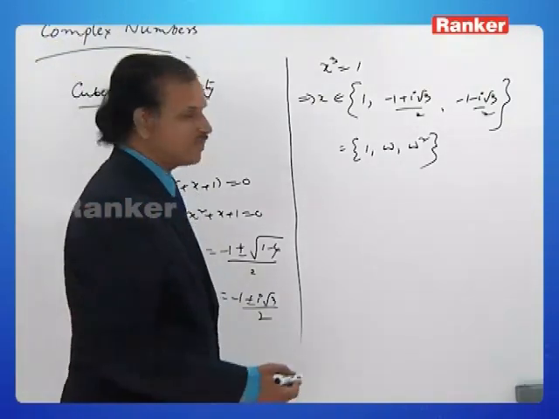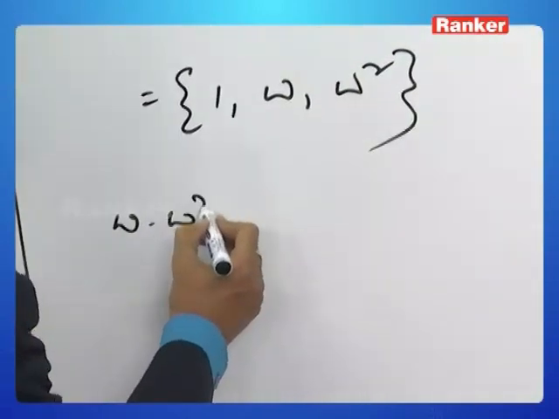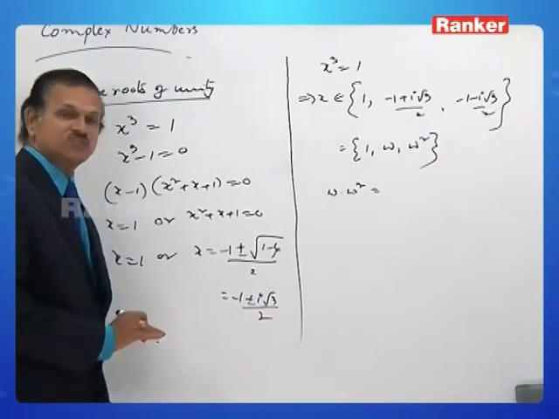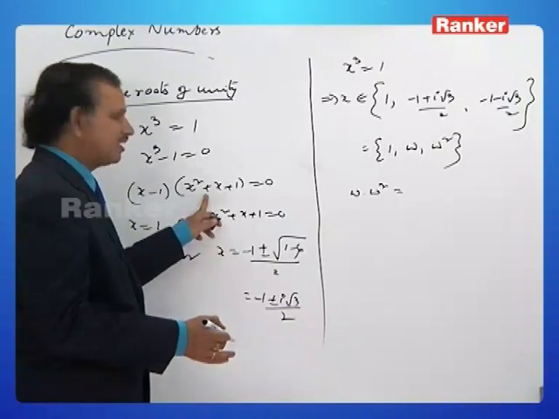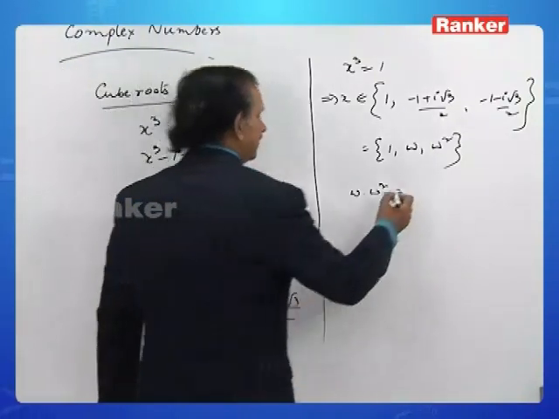Well, what are the properties of this omega? Look here, what is omega into omega square? Omega and omega square are actually the roots of this equation. Omega into omega square is the product of the roots. What is that? c by a, that is 1 by 1, that is 1.